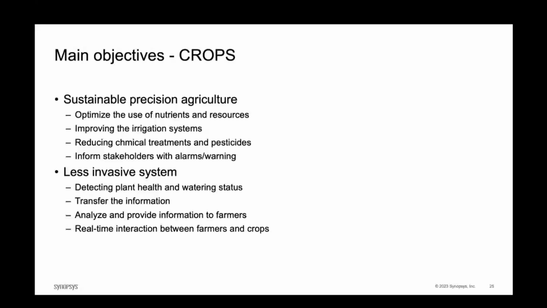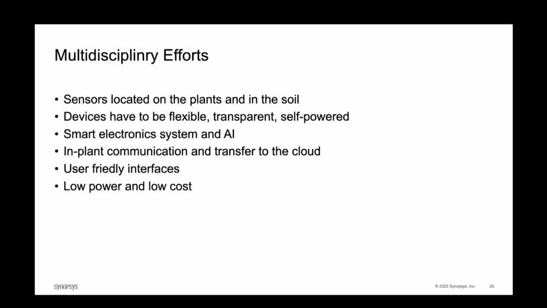So we have to have a less invasive system detecting plant health and watering status, transferring the information and providing it to farmers. This is a multidisciplinary effort, with sensors located in the plant and in the soil. Devices have to be flexible, transparent, and self-powered. Energy is far from there. Do we need solar panels? Maybe not. Maybe just one battery will be enough for 50 years. So we also have to study the power of the system we are putting there.